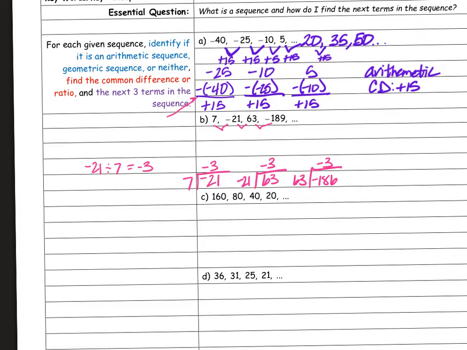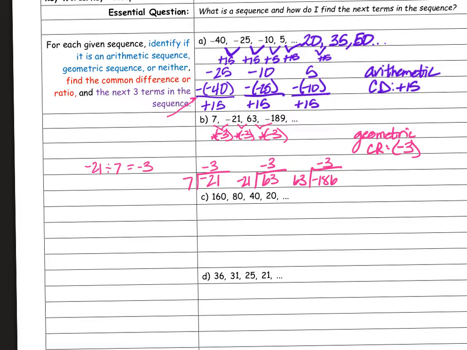What am I doing to get to each side? Well, since I divided here, that means I'm going to times by negative 3, times by negative 3, times by negative 3. So what type of sequence is that? Geometric. Great. And if it's geometric, do I have a common ratio or a common difference? Right. I have a common ratio. And my common ratio is negative 3. Okay. I'm multiplying by negative 3.